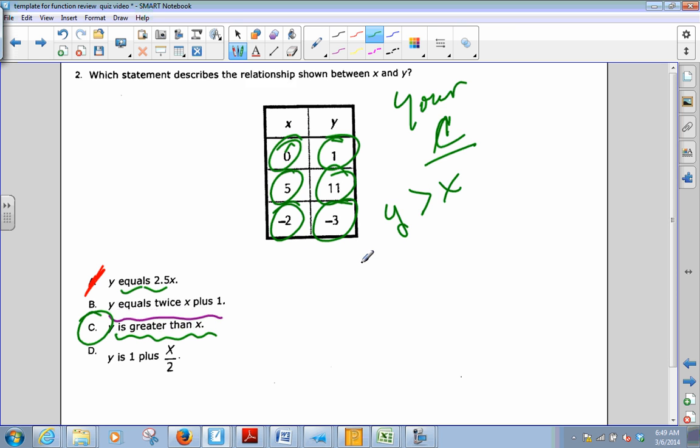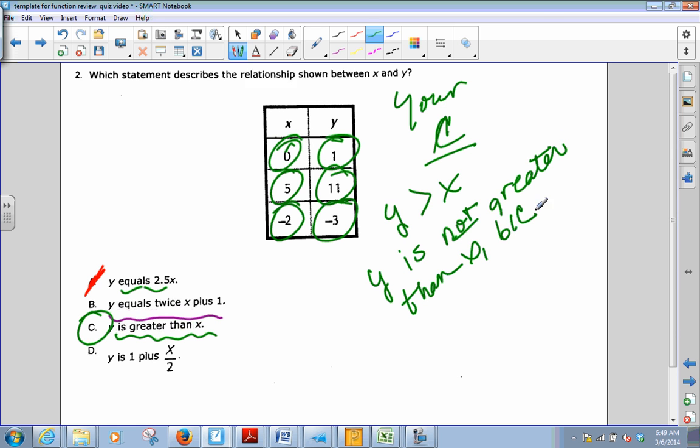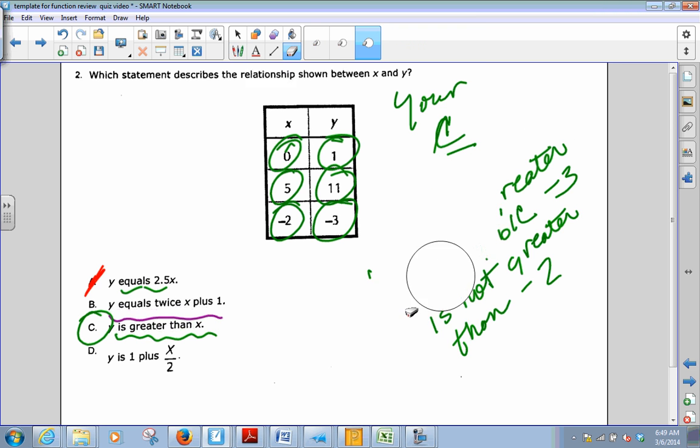So you could say y is not greater than x because negative 3 is not greater than negative 2. So that could be one way that you could say that your answer is not correct. Let's say that you picked A instead.